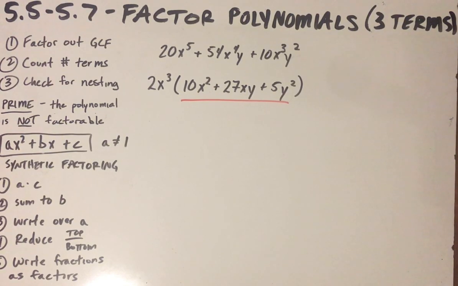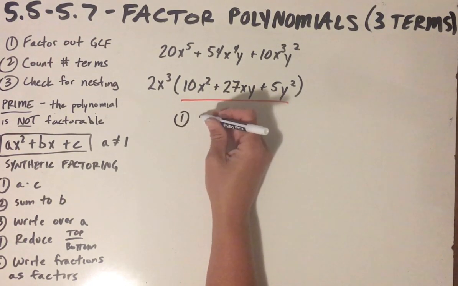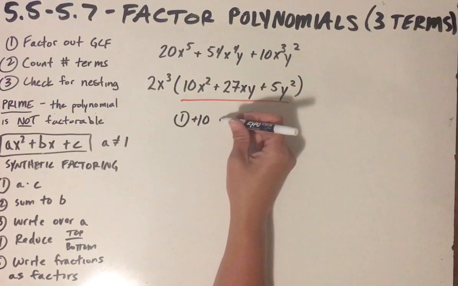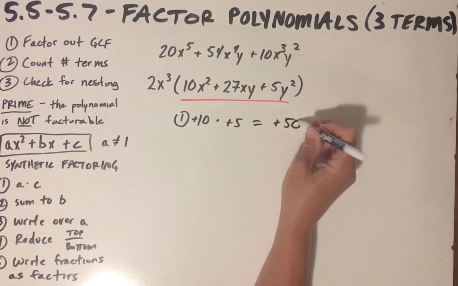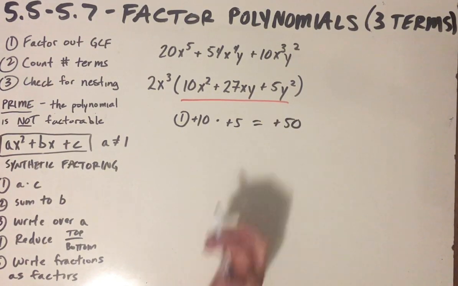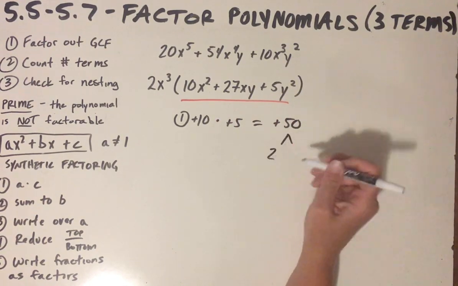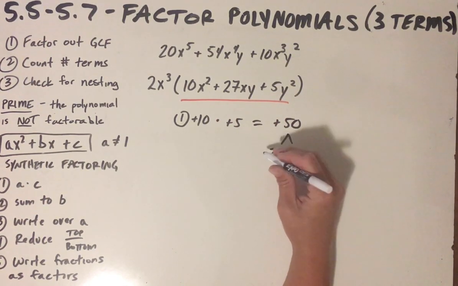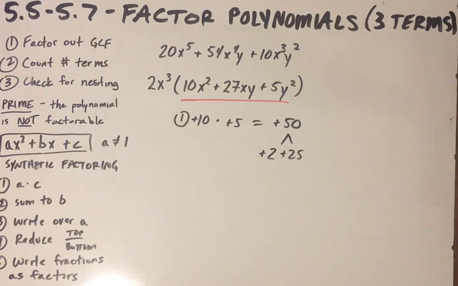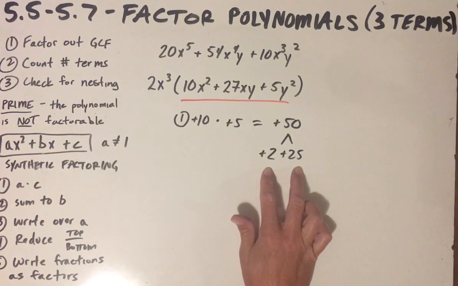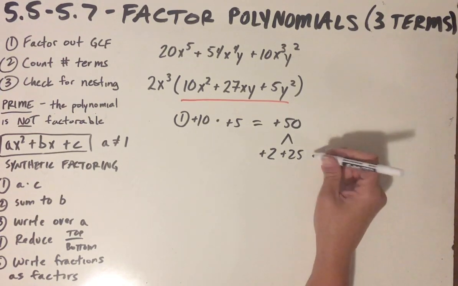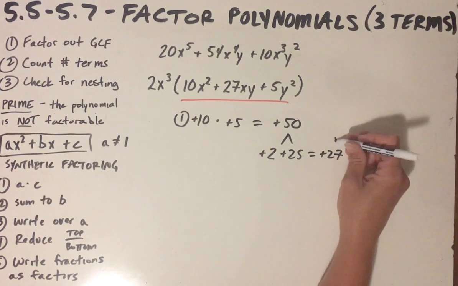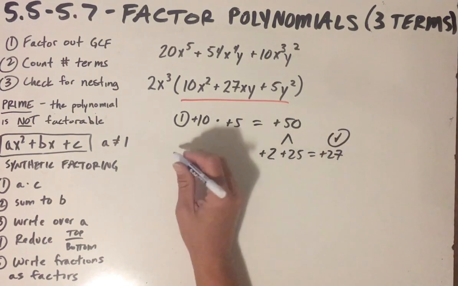Okay, so my first step then is going to be 10, a positive 10, times a positive 5, which is going to give me a positive 50. Now I'm looking for factors of 50 that are going to sum to 27. That's going to be 2 and 25. Again, if you can't pull those out of your hat, then just list all the factors of 50 like we did previously, and then find the ones that you can make work. Positive 2 times 25 is a positive 50. Positive 2 plus 25 is a positive 27. So this checks out. Always perform this check here to make sure you're using the correct ones.